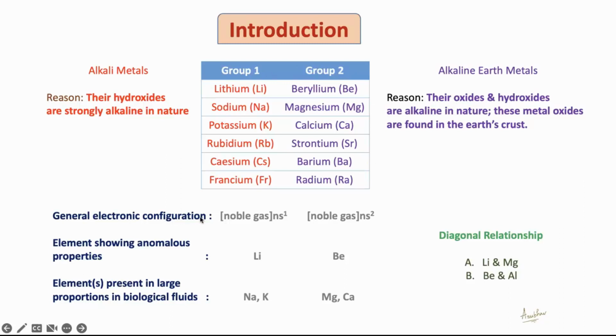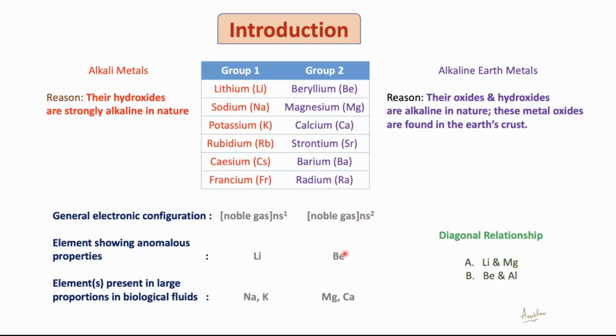Their general electronic configuration is noble gas ns1 for the group 1 elements. And for group 2, the general electronic configuration is noble gas followed by ns2. So only one electron is in the valence shell of the group 1 elements, and there are 2 electrons in the valence shell of the group 2 elements.